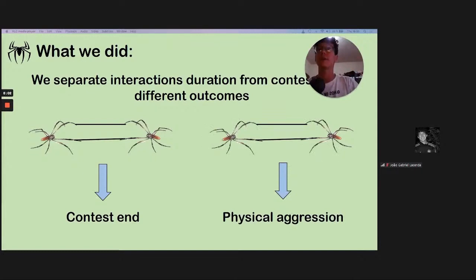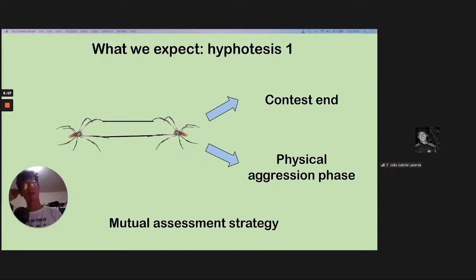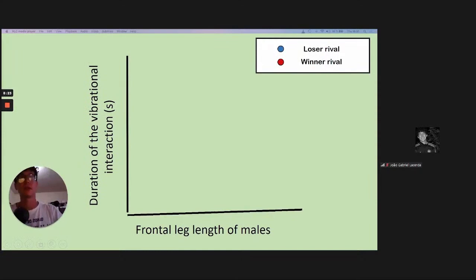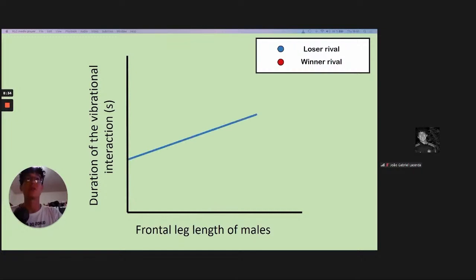And what we expect for both hypotheses. First of all, for the mutual assessment strategy, we expect that this contest can predict a physical aggression phase, and we expect what mutual assessment models predict. So here we have on the x-axis the frontal leg length of males, and on the y-axis the duration of the vibration interaction. We expect a positive relationship for loser rivals and a negative relationship for winner rivals, the same predictions as mutual assessment models.